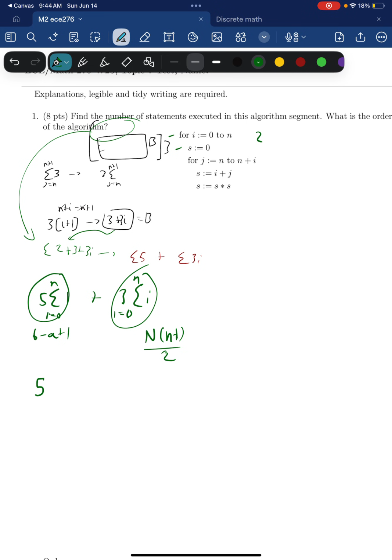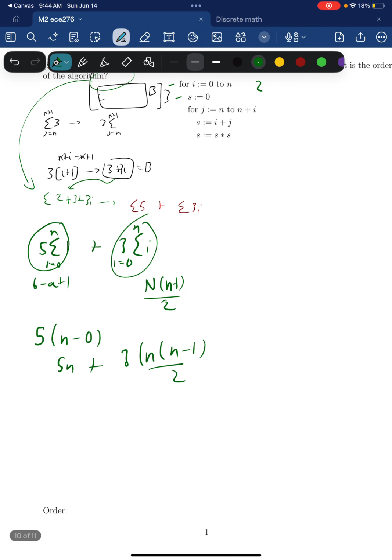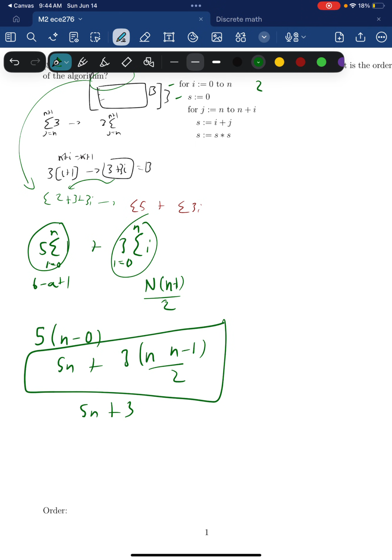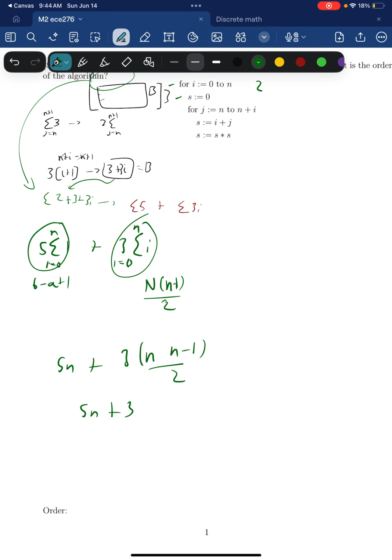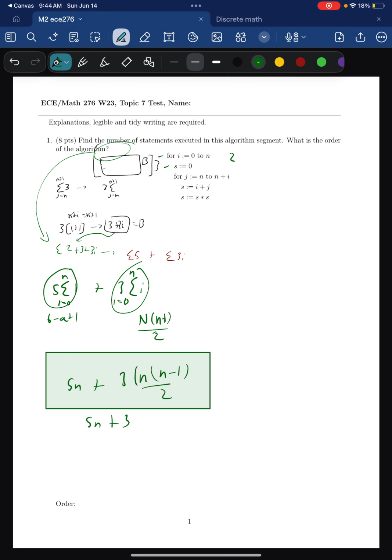You get 5 times n minus 0. So this is 5n. You do plus 3 times n times n minus 1 over 2. So you get 5n plus 3 times n times n minus 1 over 2, and you can just keep it like this, honestly. You don't have to do the full thing. You just have to show that you know that you got this. Now that's your answer. You can simplify it more if you want to, but you don't need to.